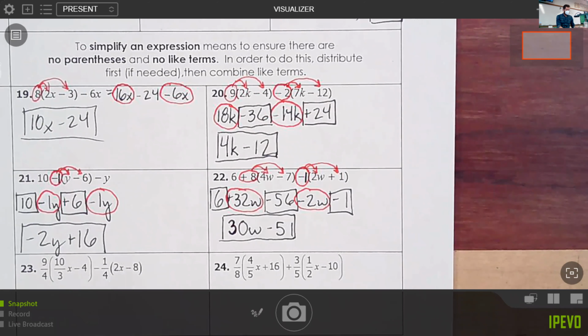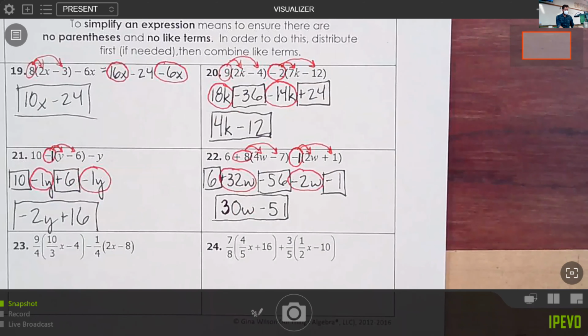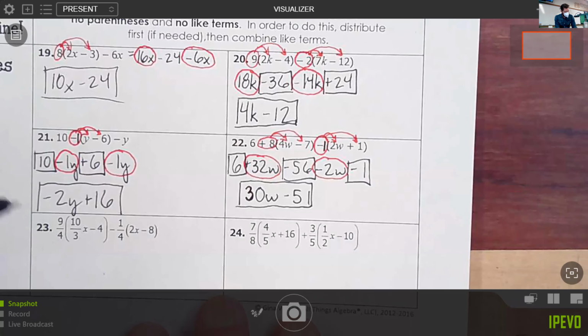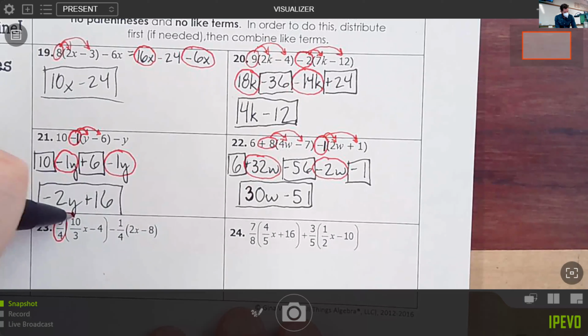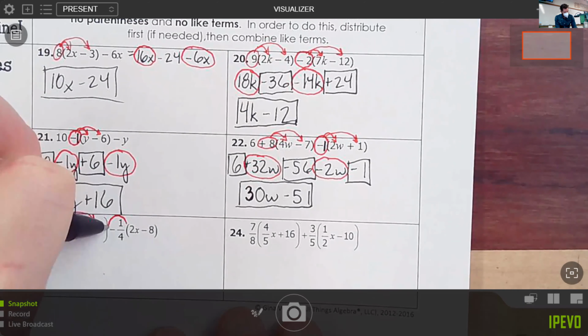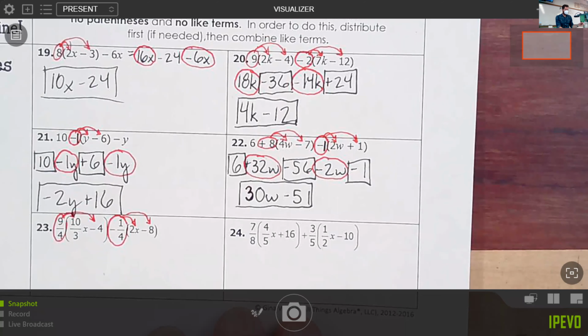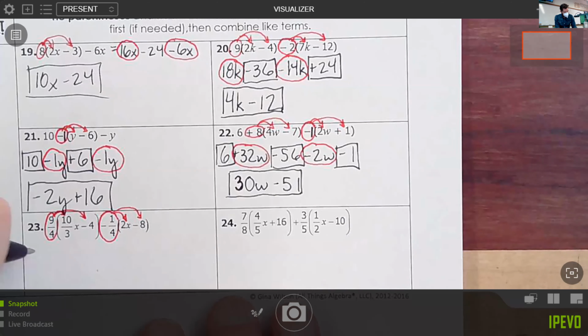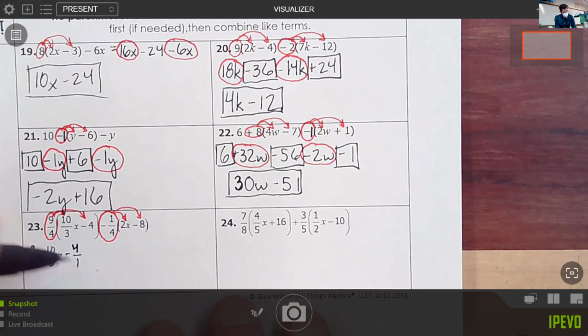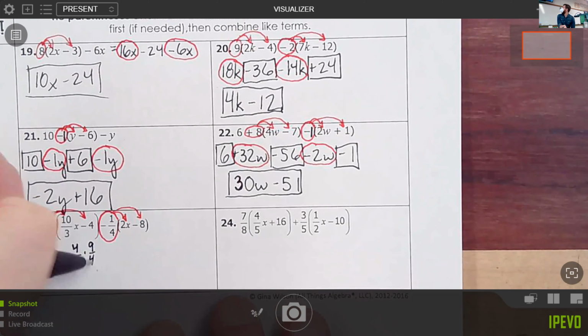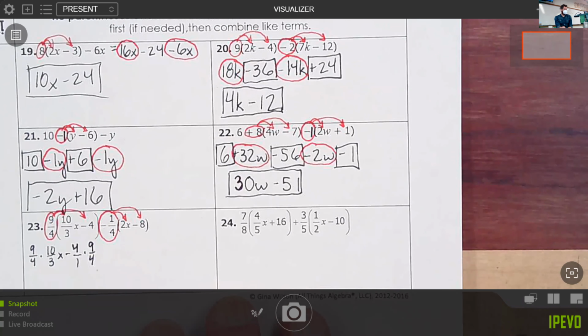Two more to go, 23 and 24. For 23, we're going to have to distribute 2 sets of fractions. Let's go ahead and start with that. So I'm going to distribute my 9/4 to the 10/3x and to the negative 4. And I'm going to distribute a negative 1/4 to the 2x and to the negative 8. Now, when I write these out, I'm going to write them just like we did with 16, 17, and 18. So I'm going to have 9 over 4 times 10 over 3x. Then we'll do minus 4 over 1 times 9 over 4. So that's that first set of parentheses.